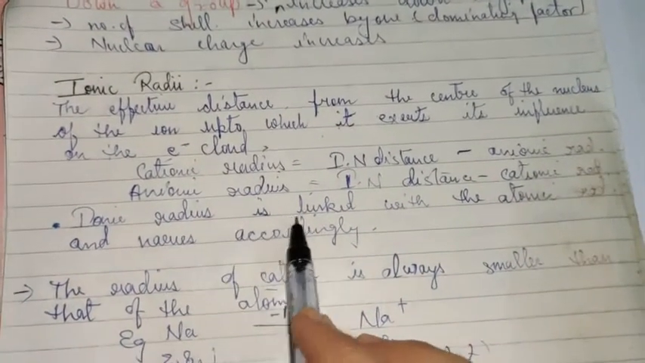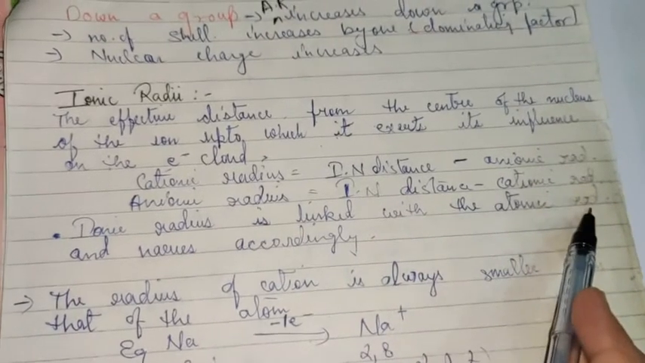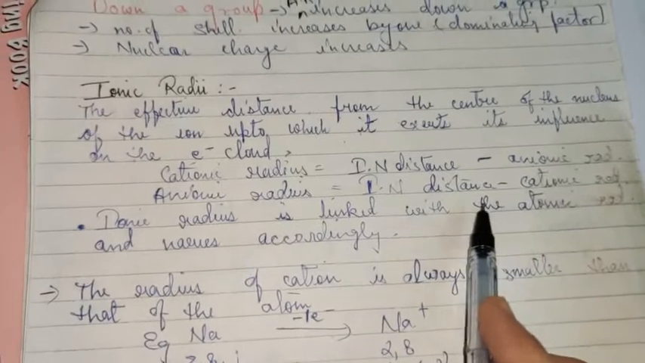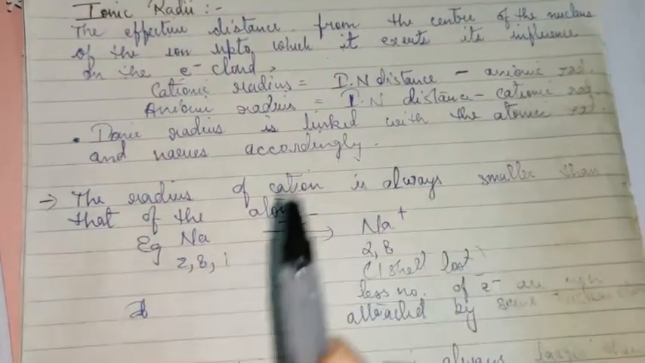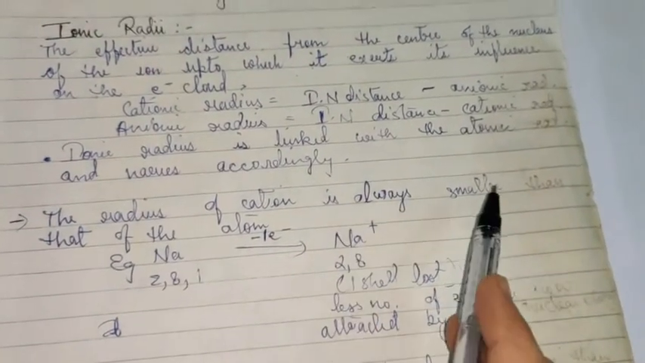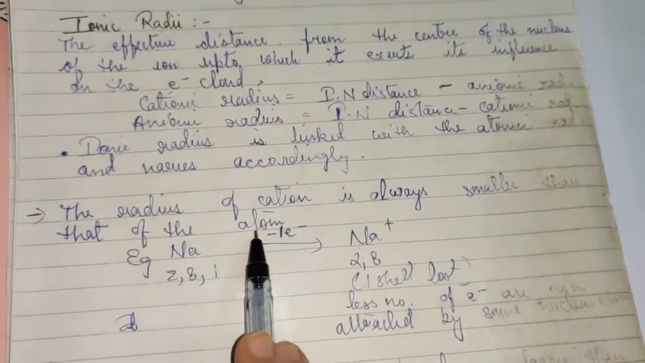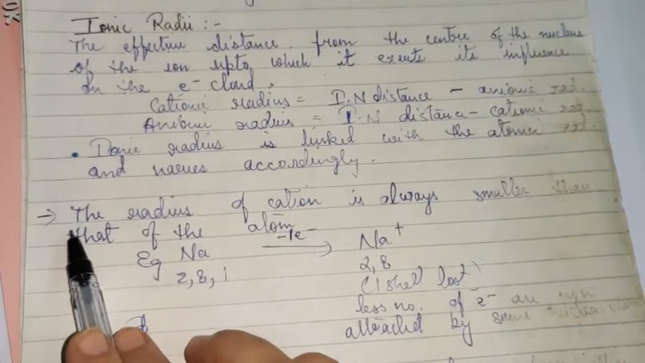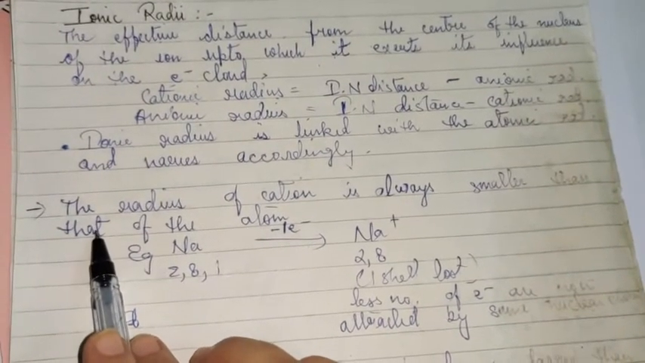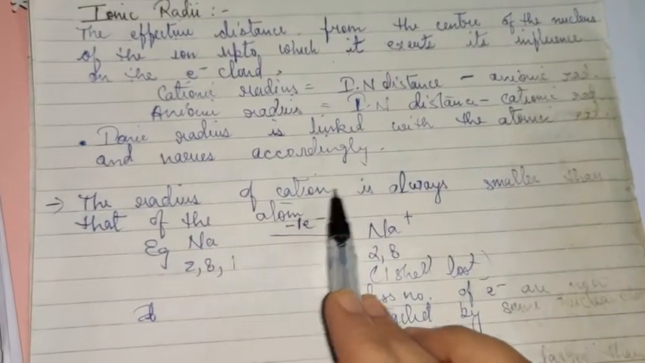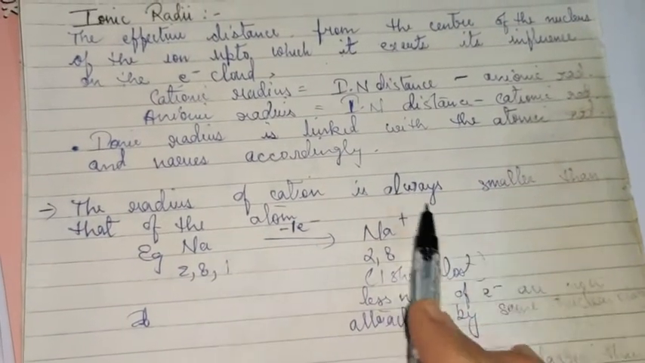Ionic radii is linked with the atomic radii and varies accordingly. That is, the variation goes according to the atomic radii only. The radius of a cation is always smaller than that of the parent atom. Please mark this point important. This you get as an important question in your exam. The radius of the cation is always smaller than that of the atom. Why? Because a cation is formed by the loss of electron.